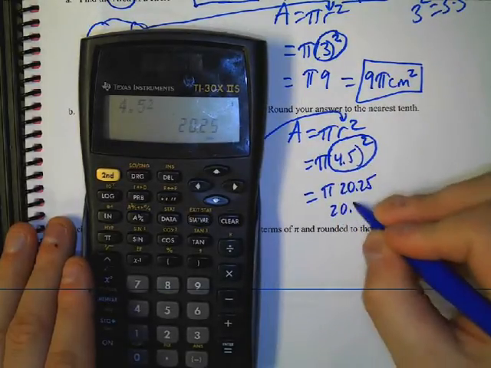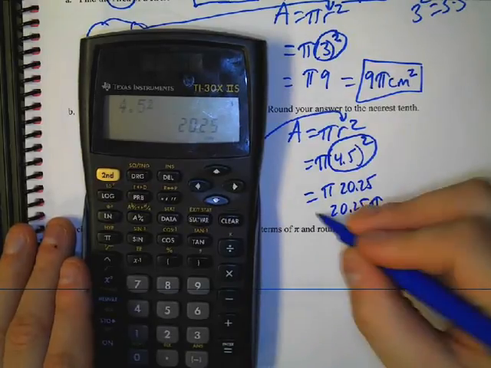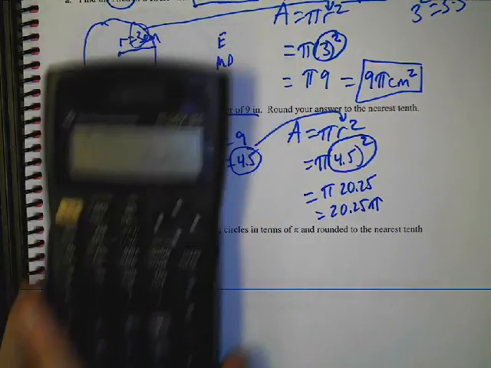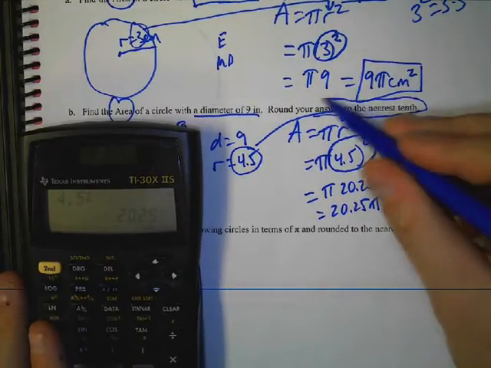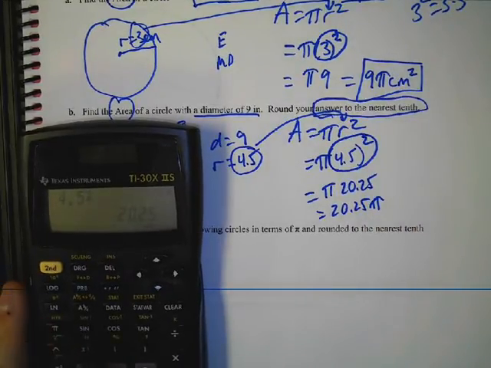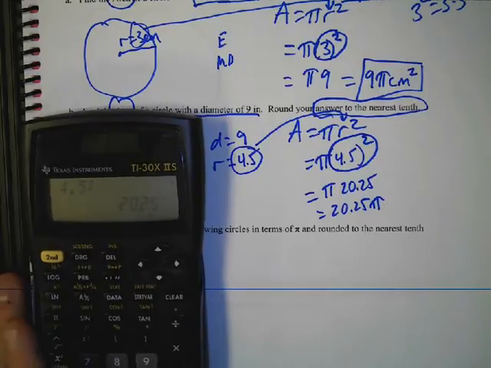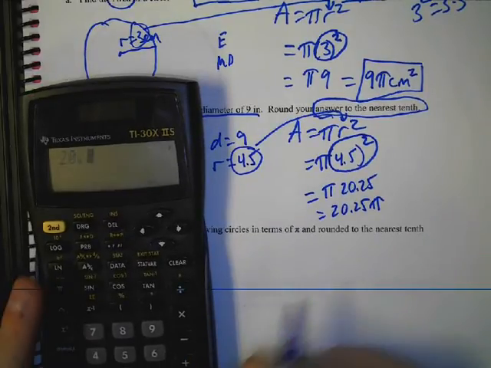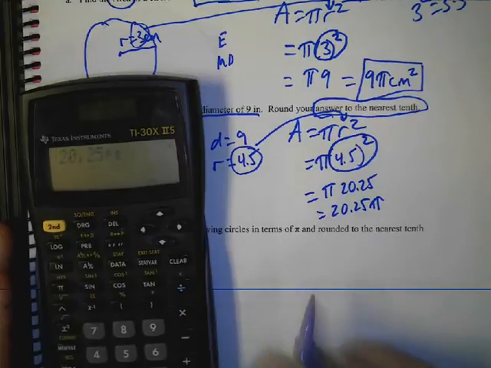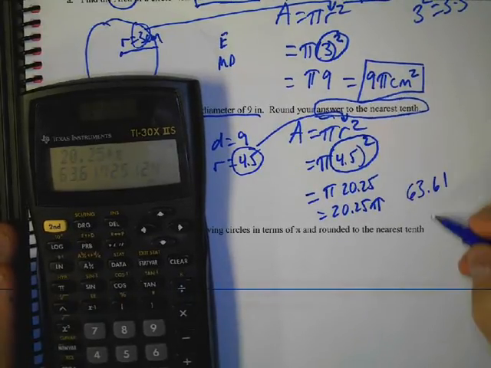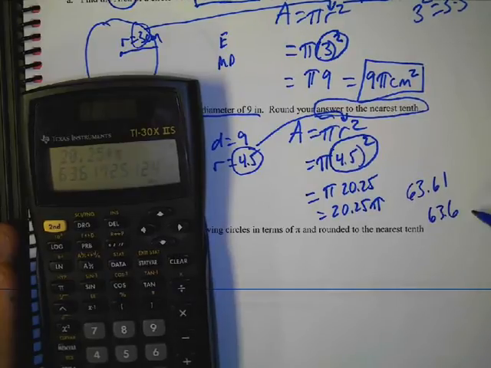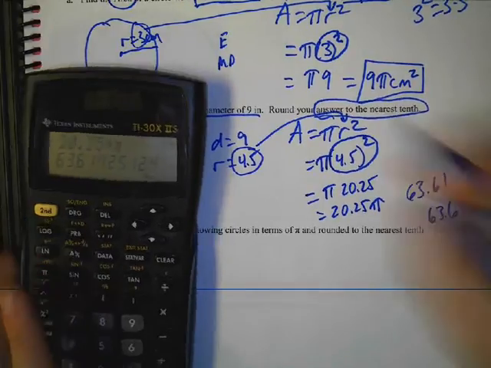But then now you need to go up and it says this one wants the answer rounded to the nearest tenth. So now we'll use the calculator and we'll do the pi. So we're going to go 20.25 times the pi button and round it to the nearest tenth. So this is 63.61 or 63.6. And this would be inches. And because it's area, square inches.